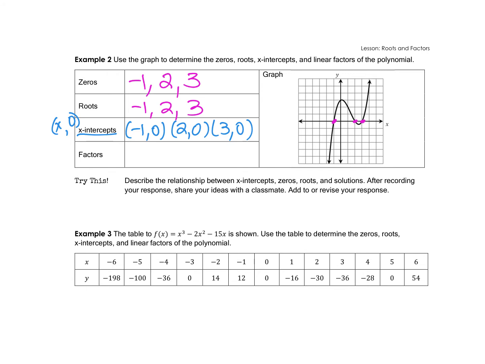Remember your factors are in the form x minus a. So this would be x minus a negative 1, which would make it x plus 1. This one would be x minus a, which is 2. And this one would be x minus 3. So remember, going from x-intercept or roots, zeros to factors, it's the opposite. So don't forget to do that.